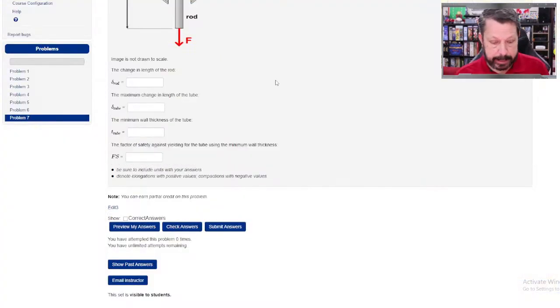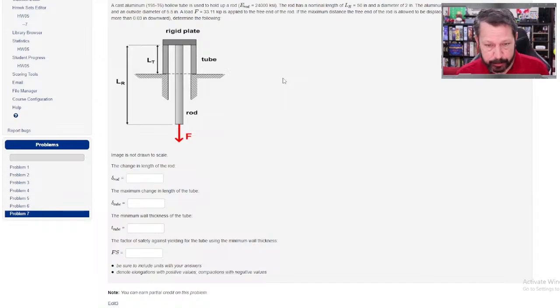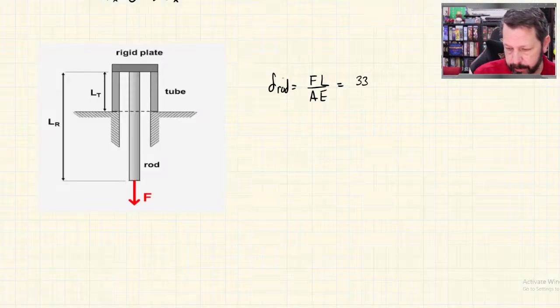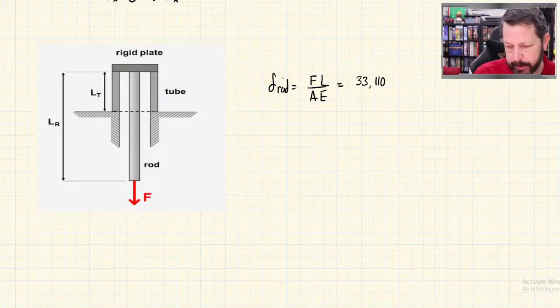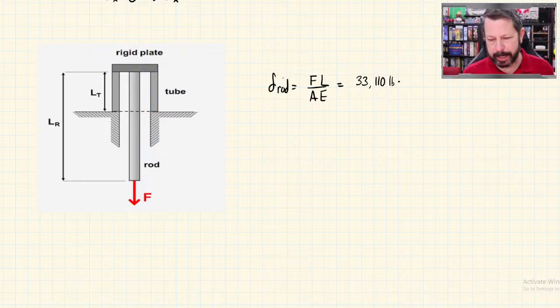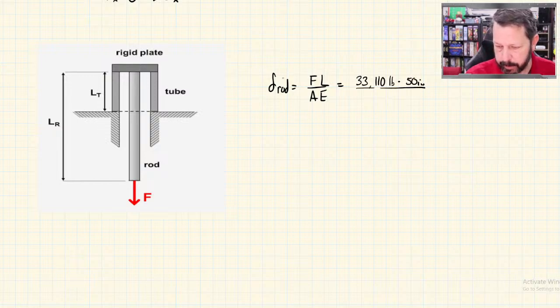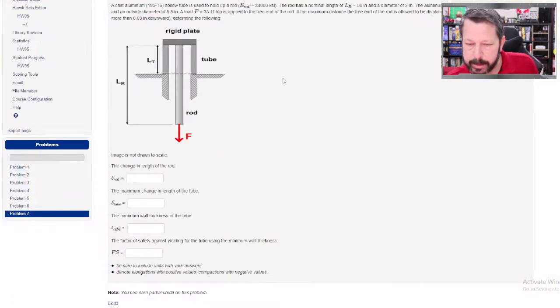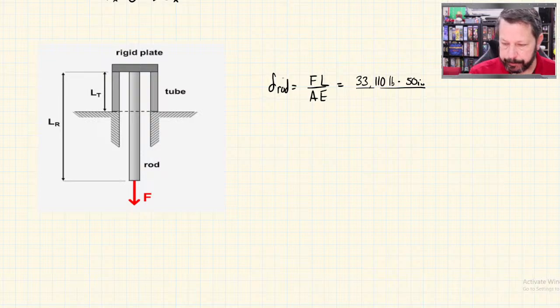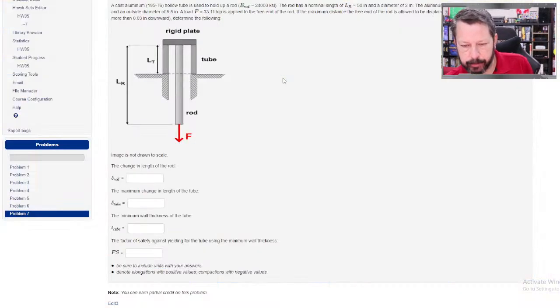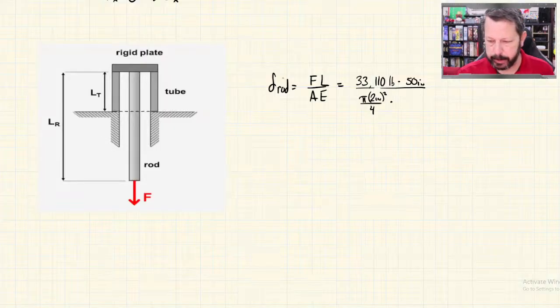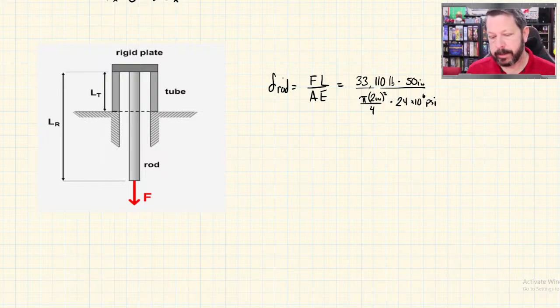So the force on the rod for me is 33.11 kips. I'm going to put that in pounds just so my units are easier. Probably going to put this in MathCAD actually because of my calculator situation. L is the length of the rod, for me 50 inches. Area is the cross-sectional area of the rod, which for me is 2-inch diameter. So pi d squared over 4. E for the rod, 24,000 KSI, so 24 times 10 to the 6 PSI. Those numbers would give me the change in length of the rod.